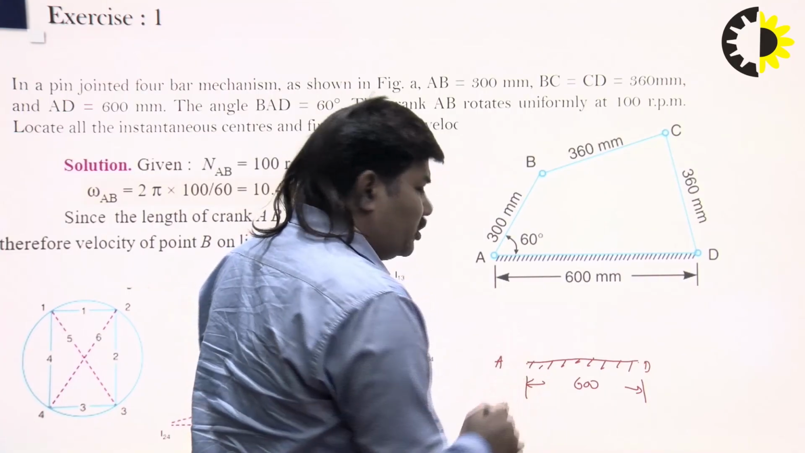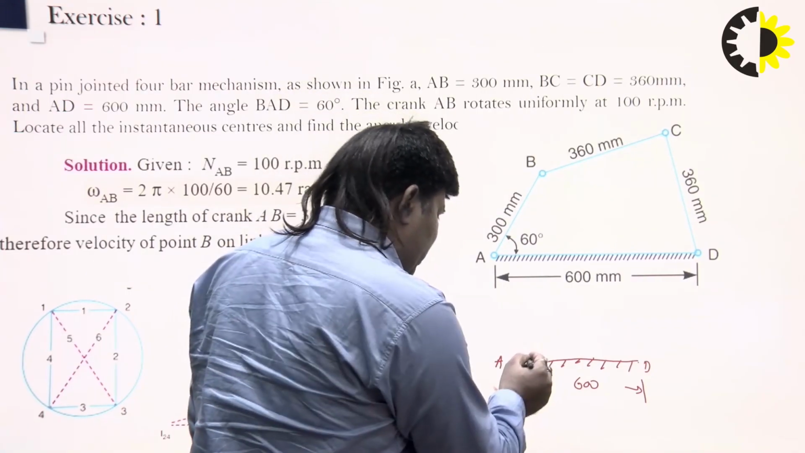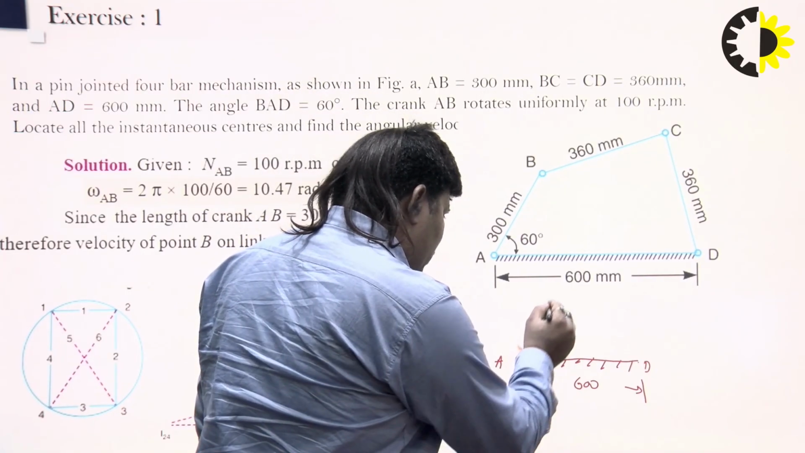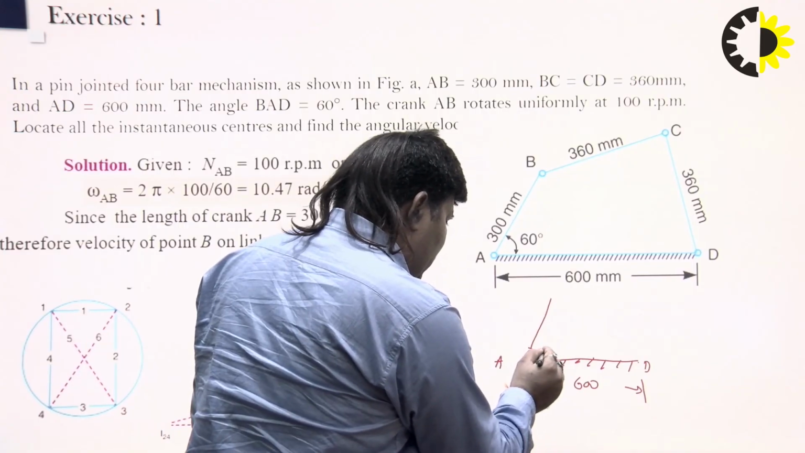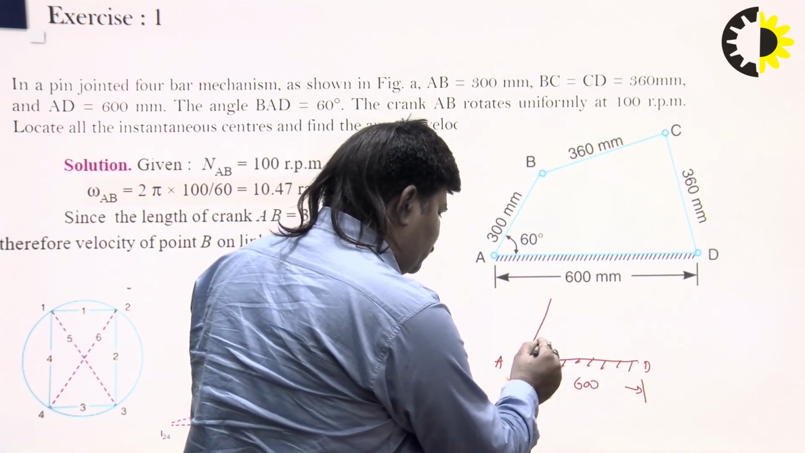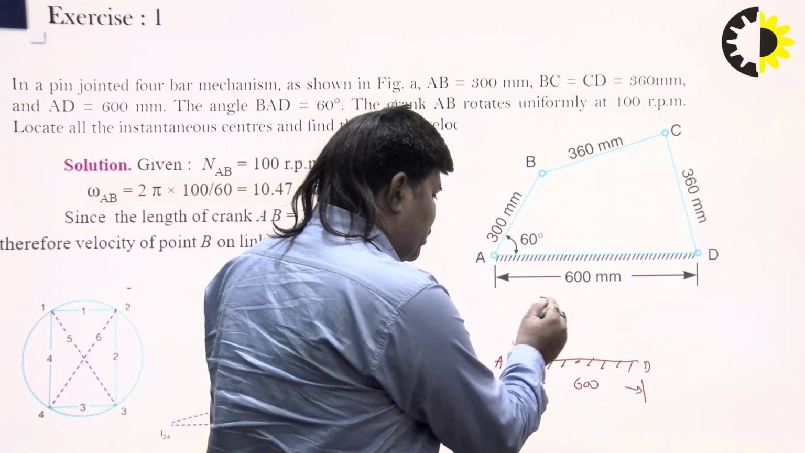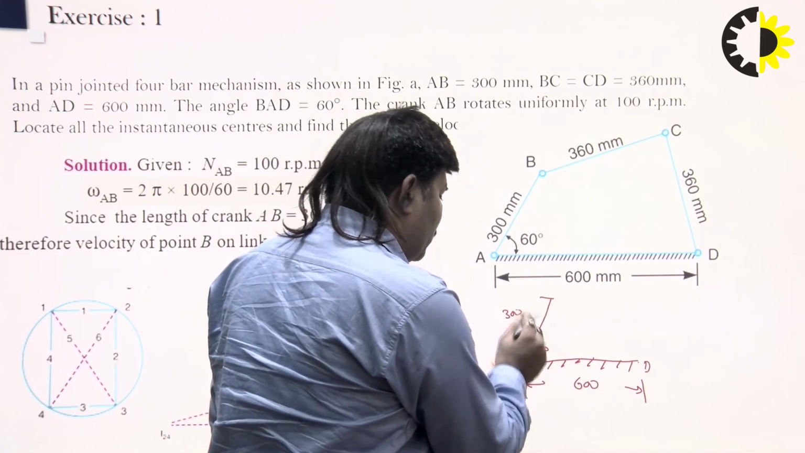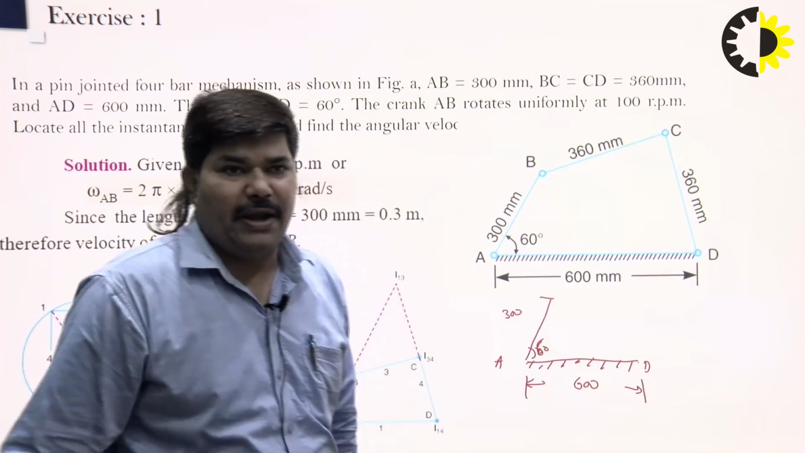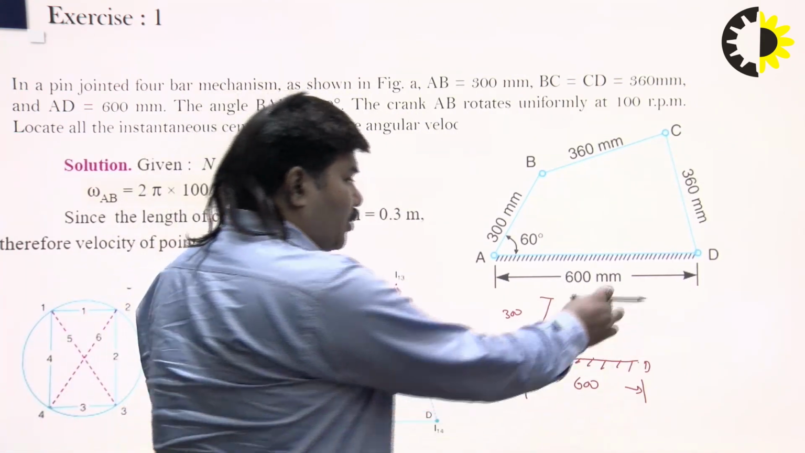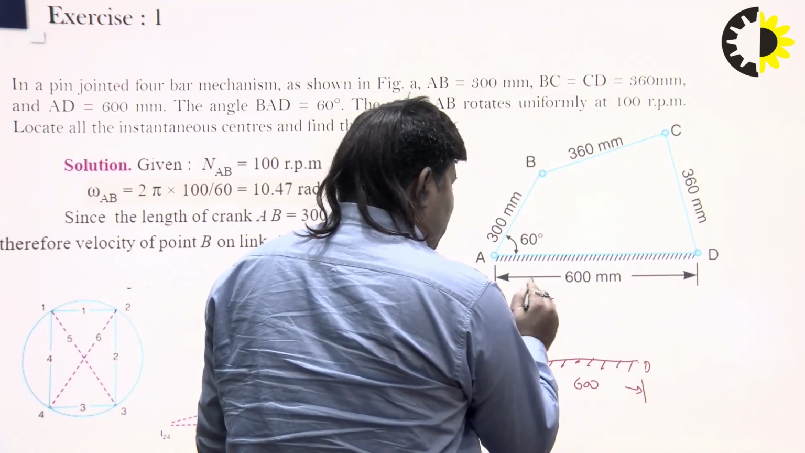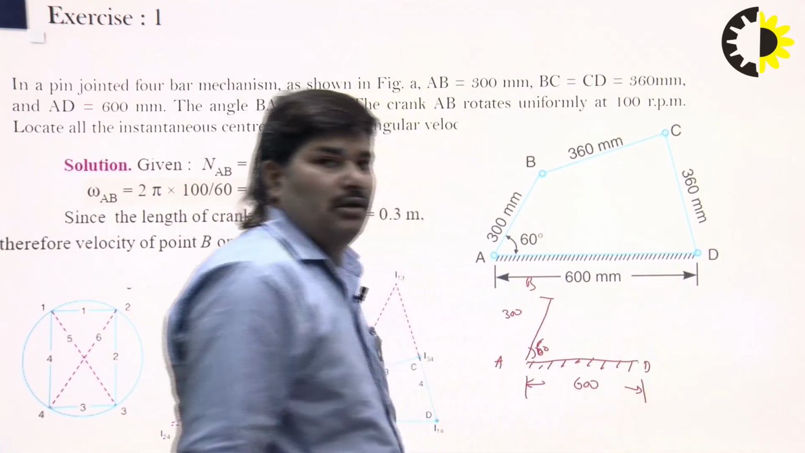So, you can use the D and draw the 60-degree angle, suppose this is the 60-degree, and mark the length of this as 300 mm. You can measure with the scale, right? After that, how to draw B to C and C to D, right?